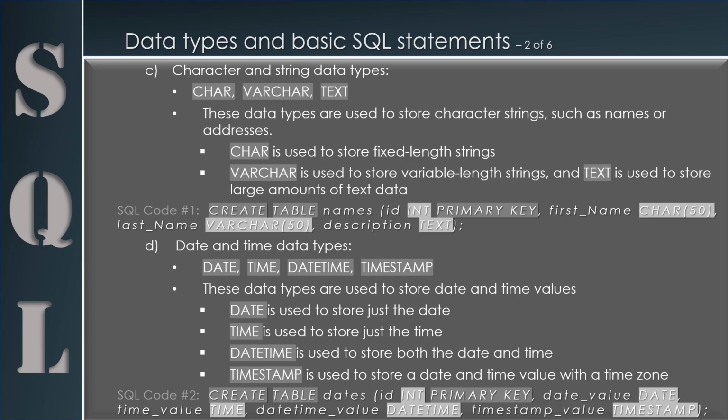To demonstrate, let's say we have a table named dates with columns ID, date value, date time value, and time value. We can create this table using the SQL command number 2. This command creates a table with an ID column of type integer and columns for each of the four date/time data types.